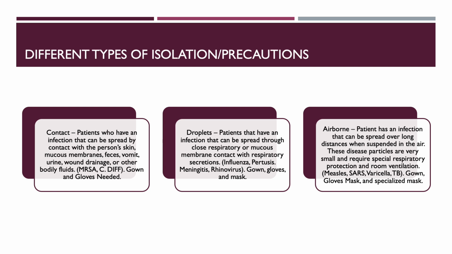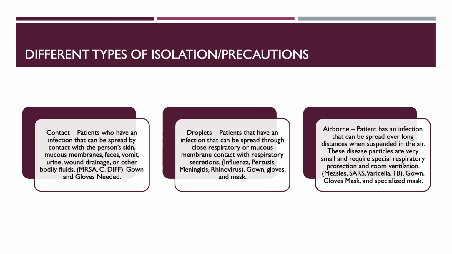And when somebody is on contact precautions, these patients have some type of infection that can be spread by contact with a person's skin, their mucous membranes, feces, vomit, urine, wound drainage, or other bodily fluids. Most commonly, MRSA and C. diff are going to be found under contact precautions. When somebody is on contact precautions, we need to wear a gown and gloves. So we only need gown and gloves for contact precautions.